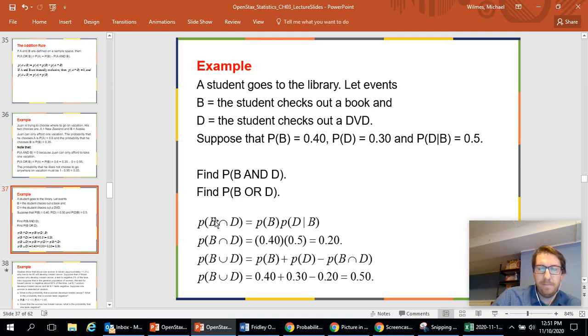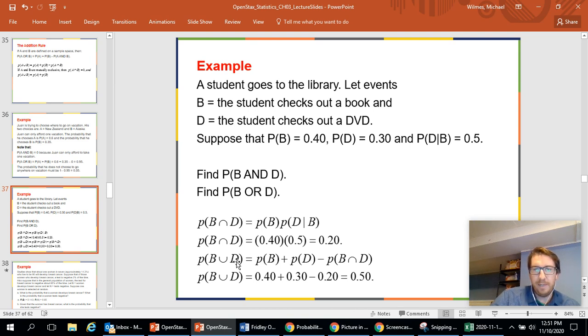So the probability of a book and a DVD. We calculate the probability of a book, 0.4. Then we calculate the probability of a DVD given the book happens. So that's 0.5. Then we multiply those together to get 0.2. So 20% of the time, a book and a DVD. So that's 20% of the overall. Even though we have 50% of the book people getting DVDs, there are still some people that get nothing. So we have to count those people into play as well.